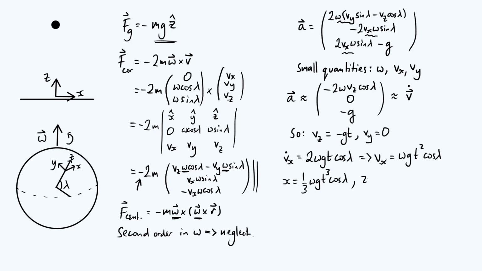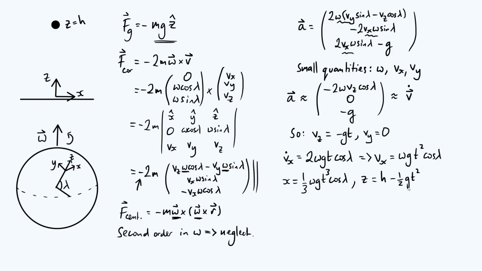And what about our z? Well, again, it's just a constant acceleration. And so if we know Vz is minus gt, if we integrate that with respect to time, you get minus half gt squared. This time we do need a constant of integration, and the constant of integration is going to be the height from which you drop the ball, right? So if we say that we dropped it from a height where z equals h, then our general z coordinate is going to be h minus half gt squared.